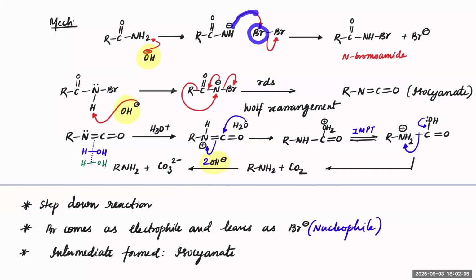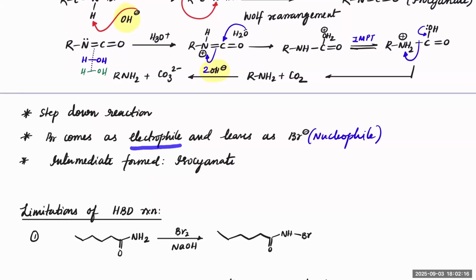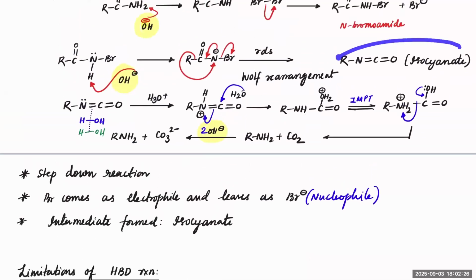Bromine was entering first as an electrophile, coming out like a nucleophile, Br minus. So that is one thing. It enters as electrophile, leaves as nucleophile. Or enters as Br plus and leaves as Br minus. The intermediate which is forming in this case is isocyanate. That is the intermediate which is forming. Done. These are a few important points you need to know.